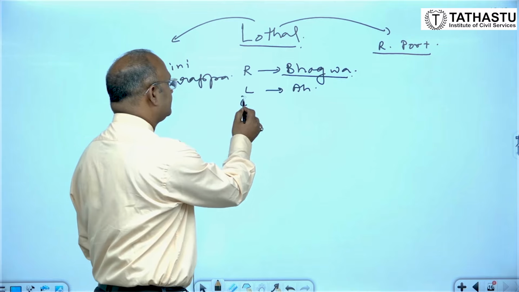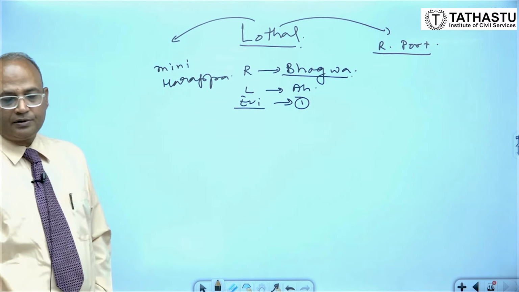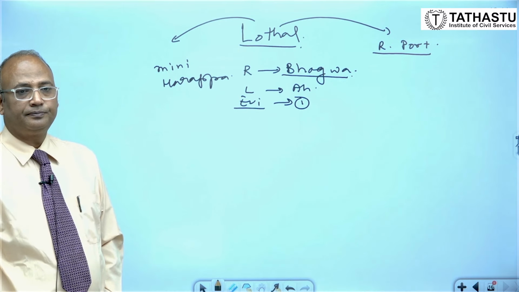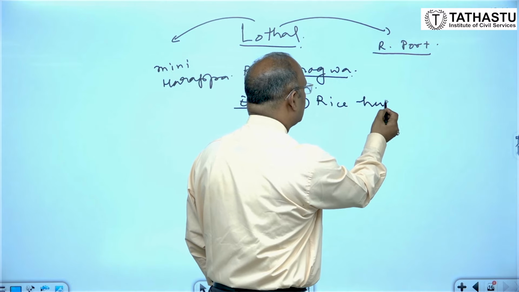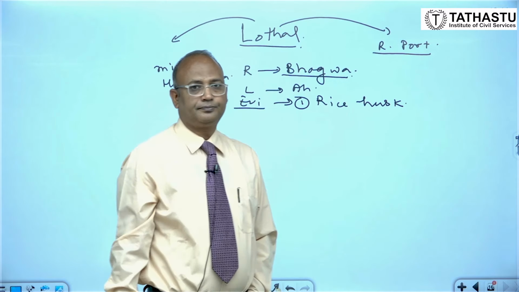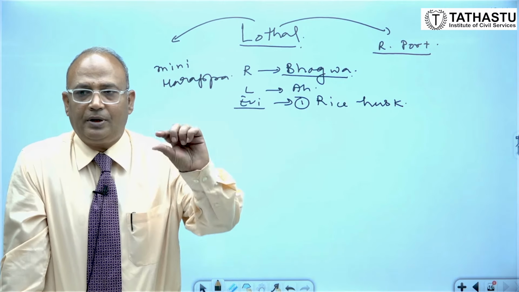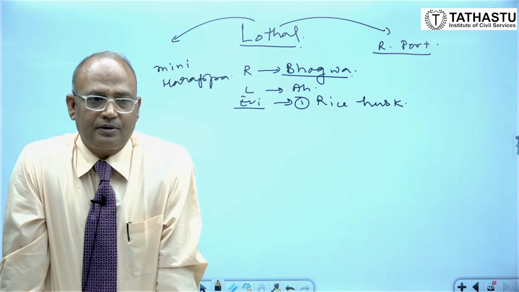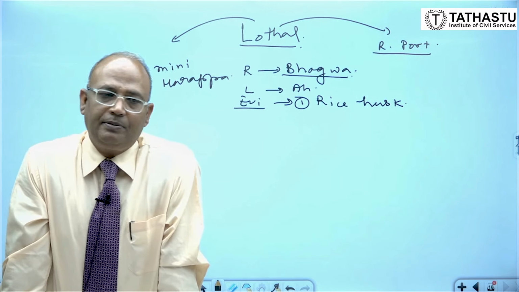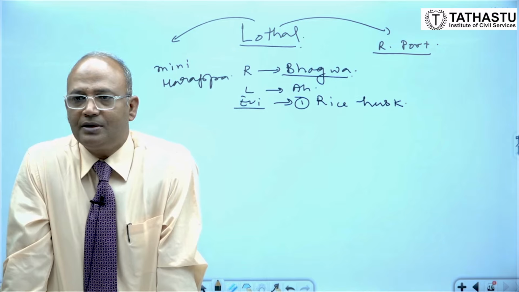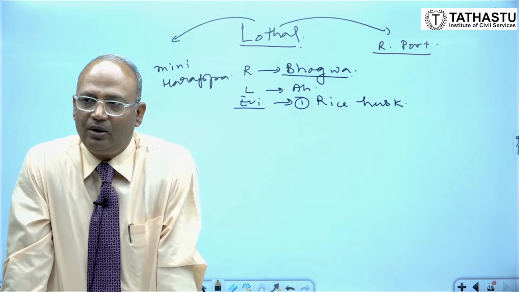Evidence. From here we have got rice husk. Husk is the upper layer of the paddy. But the earliest evidence of rice we have got from Koldihwa. If the question asks from where we have got the earliest evidence of husk, which place? Lothal.